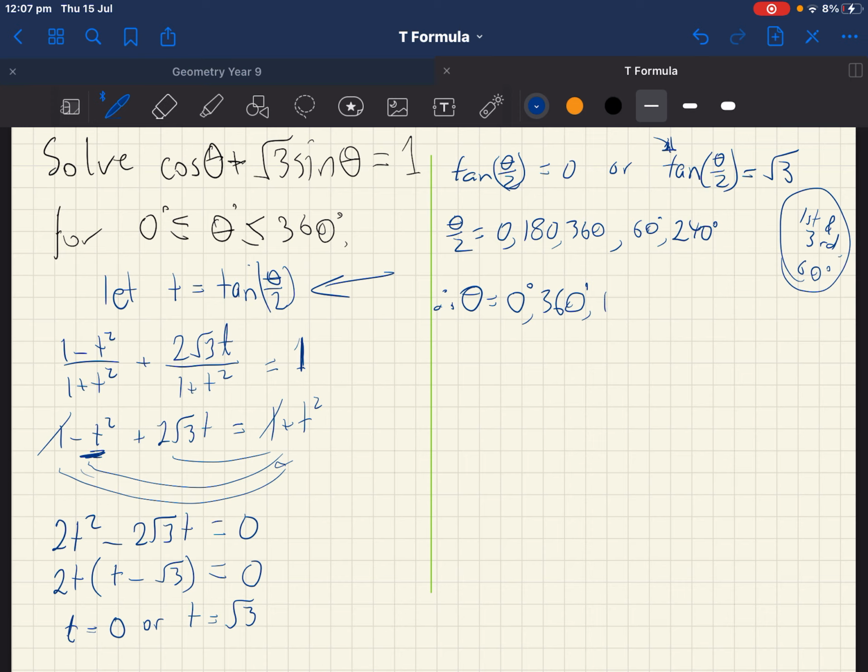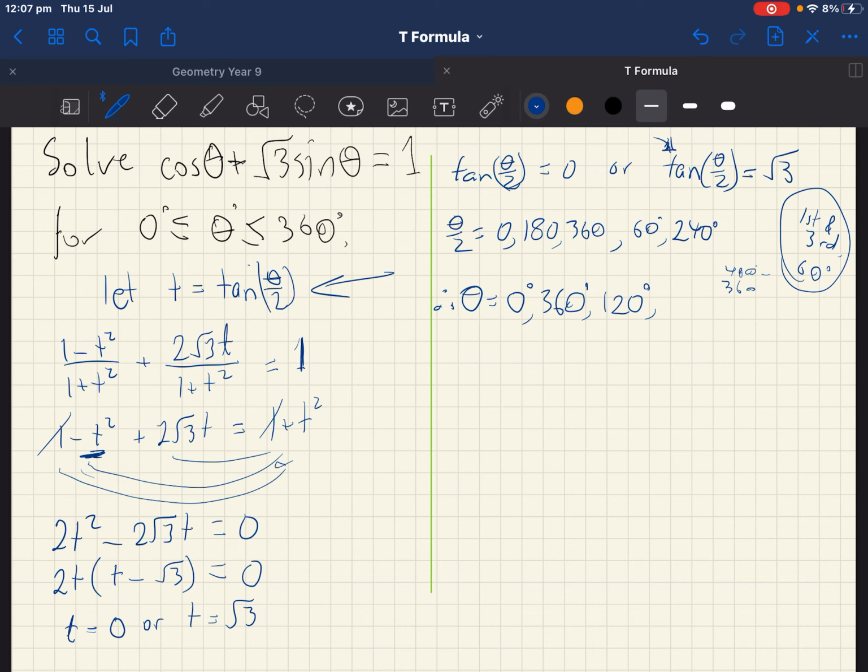Onto the 60, that'll become 120. And the 240, that will end up becoming a 480 degree angle. But when you minus 360 from it, that actually gives you 120 degrees again. So again, these last two solutions were just both a duplicate. So T formula has given us three solutions here, 0 degrees, 360, and 120.